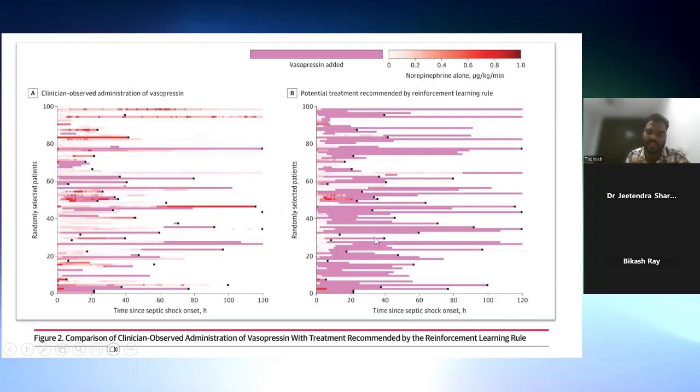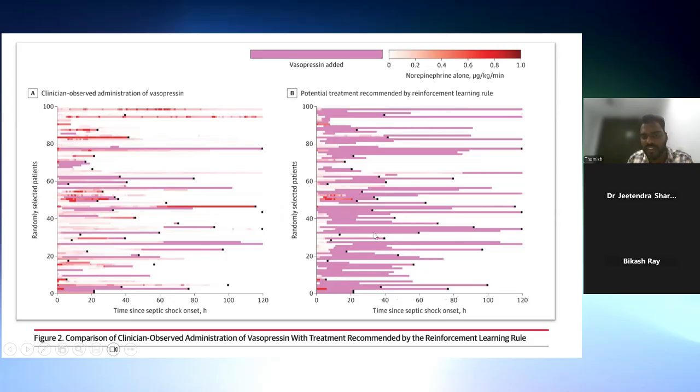So this is the diagram showing, here the y-axis refers to randomly selected patients. Roughly they took 100 patients, and on the x-axis they have used the time, shown hourly. Here the purple values show the addition of vasopressin, and the red bar shows the dose of norepinephrine. So from 0 to 100, it is showing the trajectories of 100 patients. On the left side, it is the clinician observed administration of vasopressin. On the right side, it is showing the treatment recommendation as suggested by the reinforcement learning group.